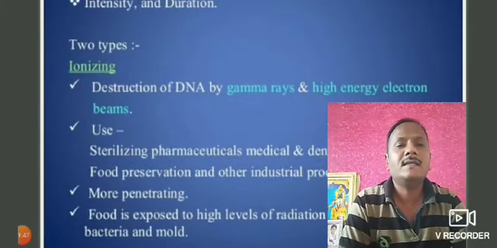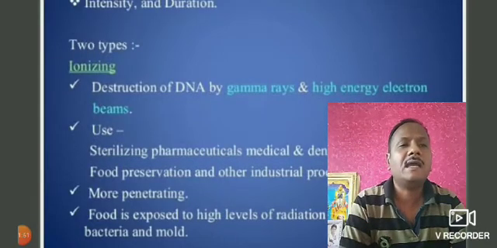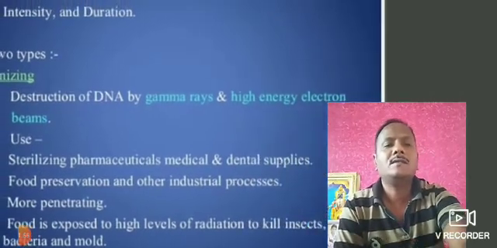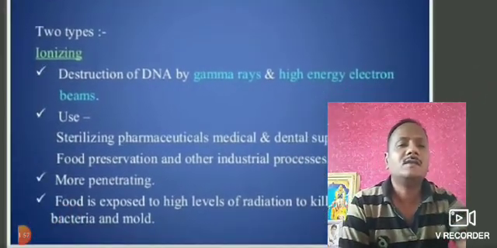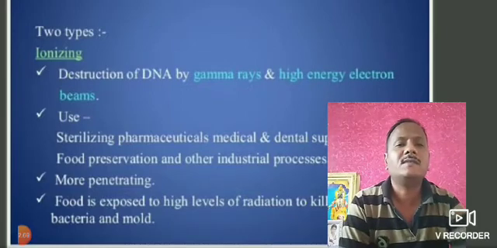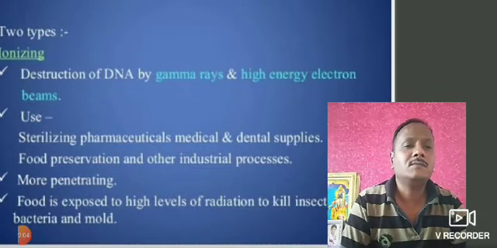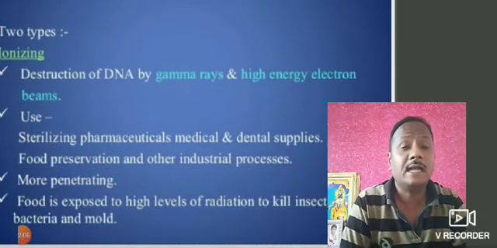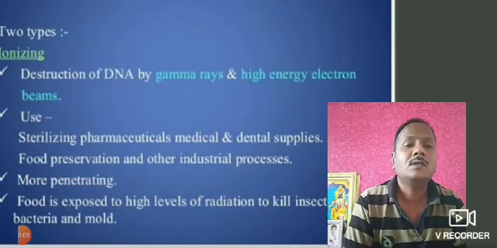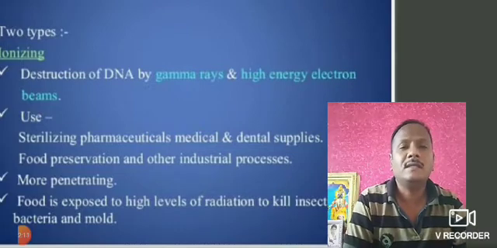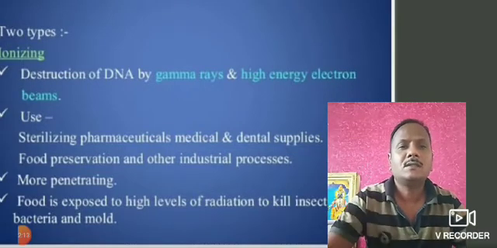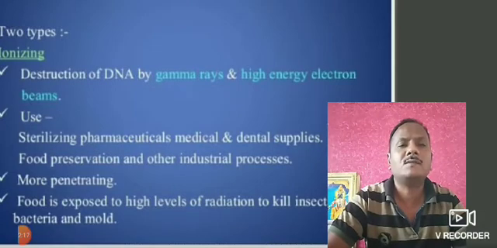In the ionizing radiation, there is the use of gamma rays and high energy electron beams. These ionizing radiations are generally used for sterilizing pharmaceutical, medical, and dental supplies. It means where these materials are stored, these rays are used in industry for sterilizing medical, dental, food preservative, and other industry processes.